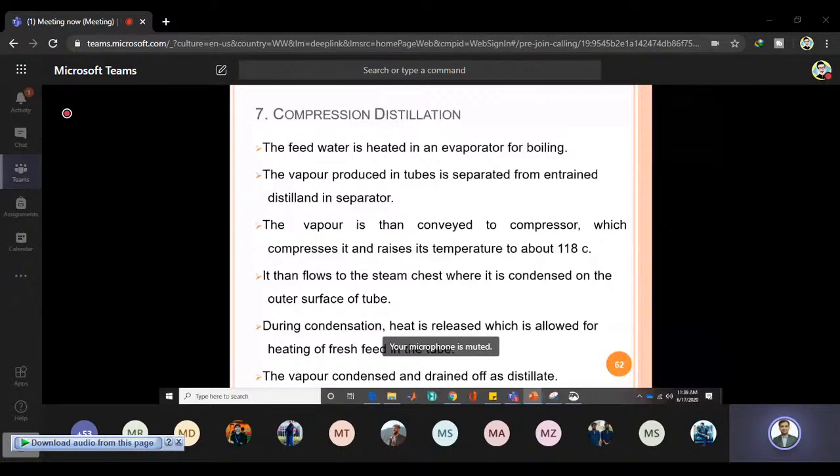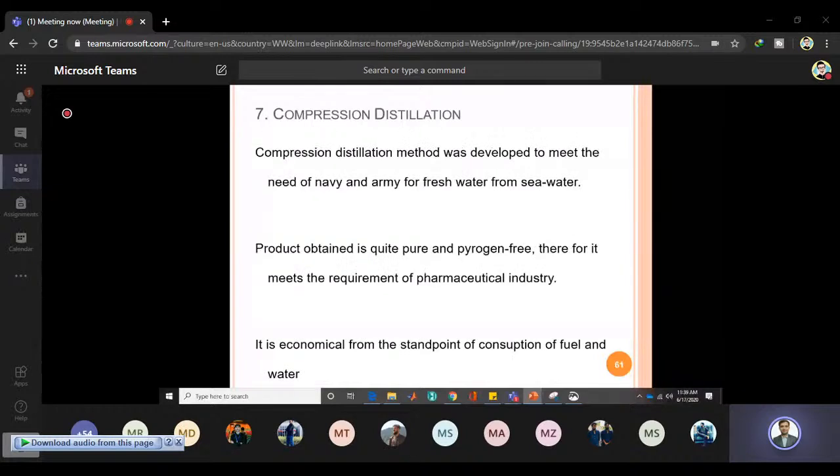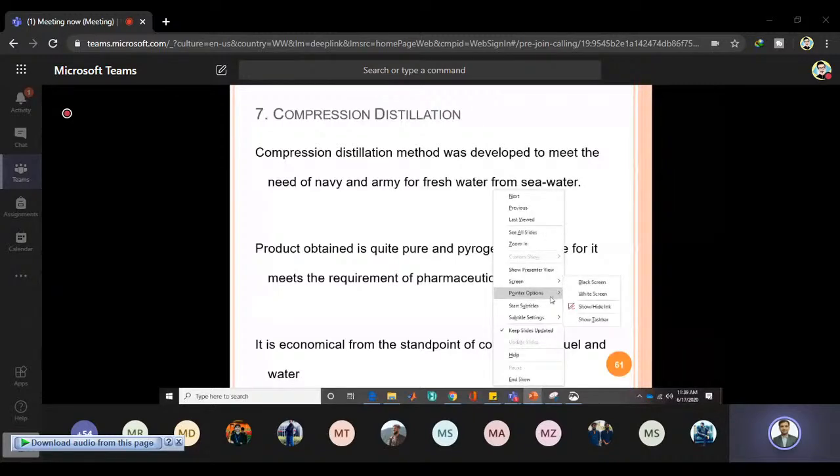Okay, I think this might be a little difficult for you to get through, what I have talked, because it is more of the text. Actually, if we see the concept of how it has been developed, this is developed for Army and Navy. Normally Navy, they remain in sea, right? You know that. When they remain in sea, it is difficult to get the fresh water.